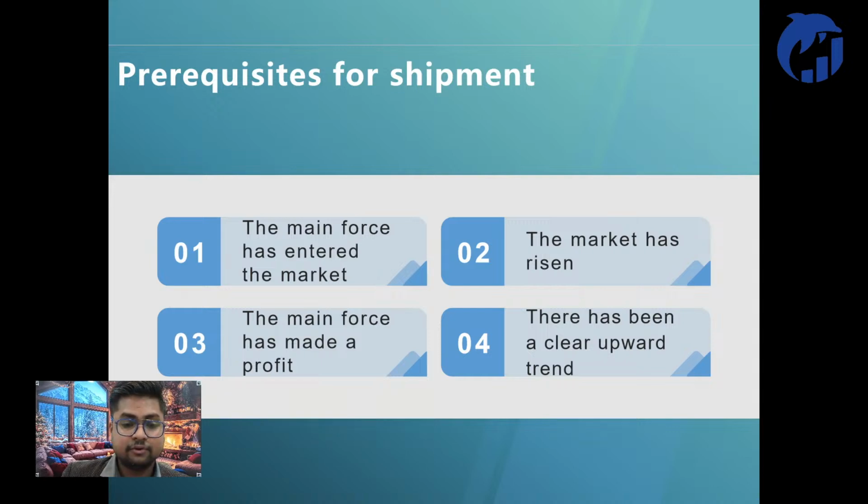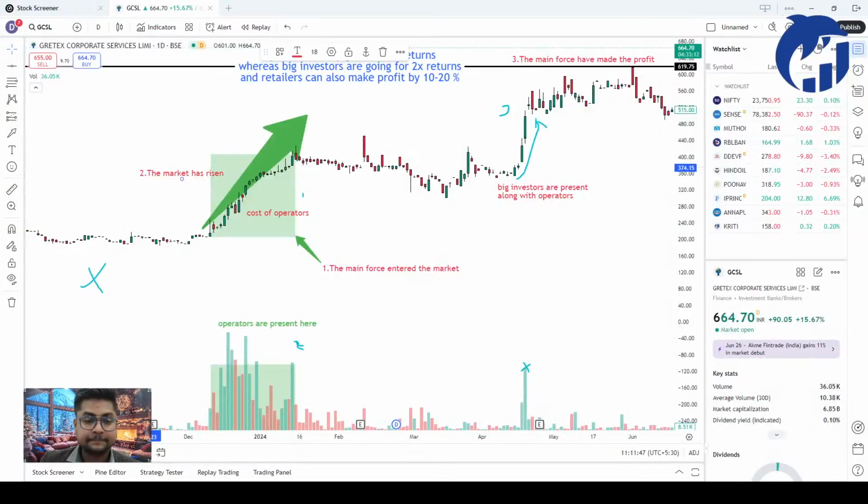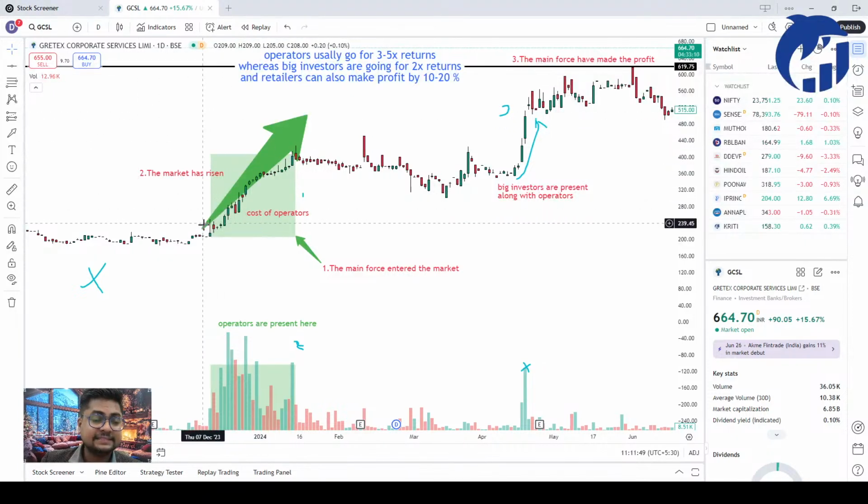So looking at the fourth point, if you see, there has been a clear upward trend, right? We can see there has been a clear upward trend and a continuous increase in the price of the stock. So these are the 4 points which we have covered for you today. So first we see the main force is rising. So just have a look.